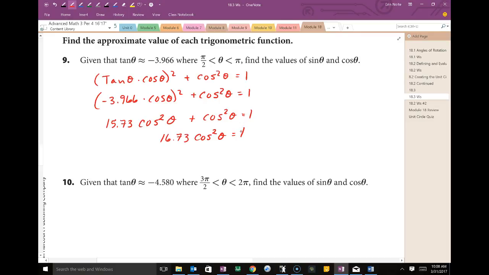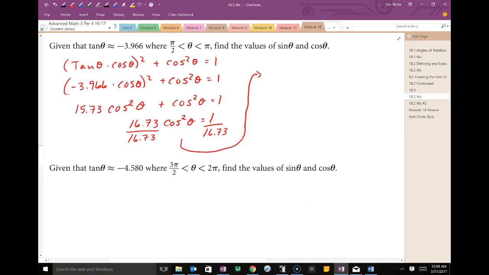Okay, and then what do you do? Divide by the 16.73. So 1 divided by that 16.73 is 0.059. Okay, and then last step. Square root it, yeah, good. So the square root of 0.059 is 0.243.